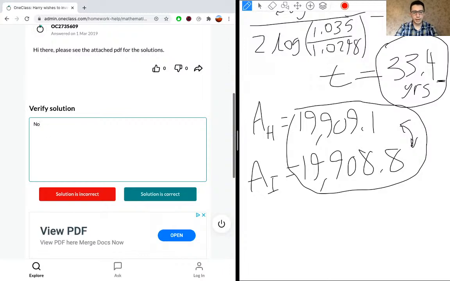There's no PDF attached, so no solution attached. Incorrect. Actually, the correct answer is 33.4 years.